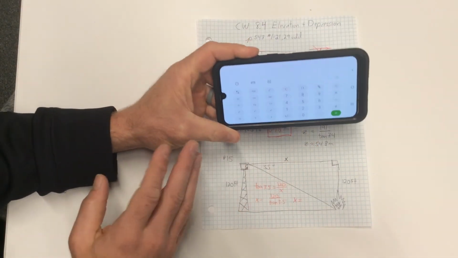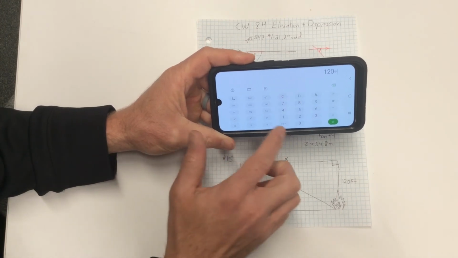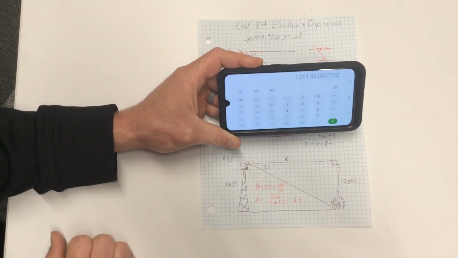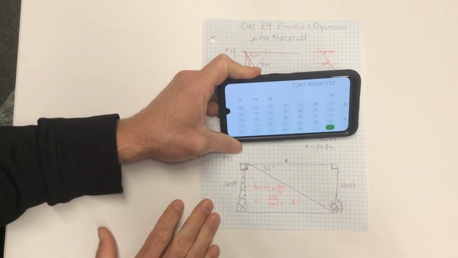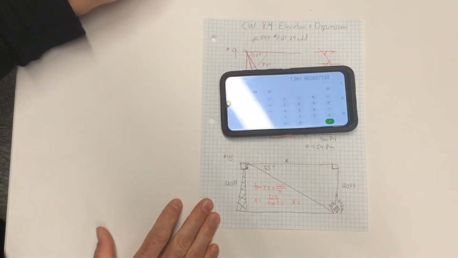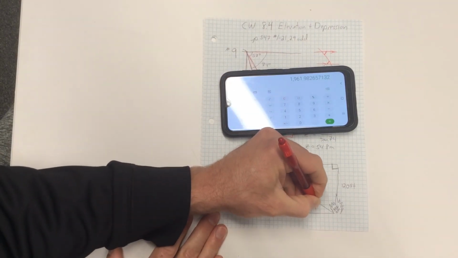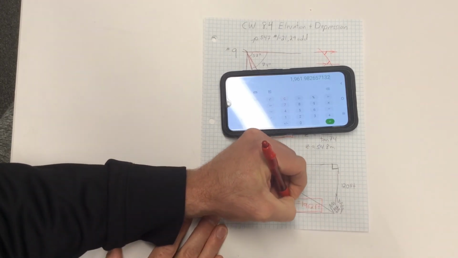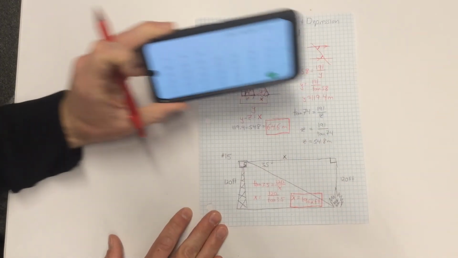Here we go. 120 divided by tangent of 3.5. Okay, it says round to the nearest foot, so 1,962 feet. And that is how far away our heroic fire spotter is from the fire that he has spotted.